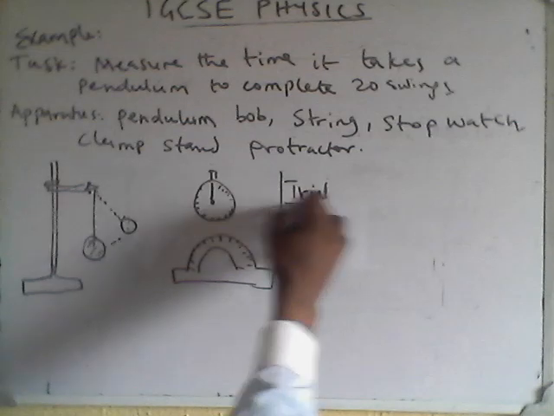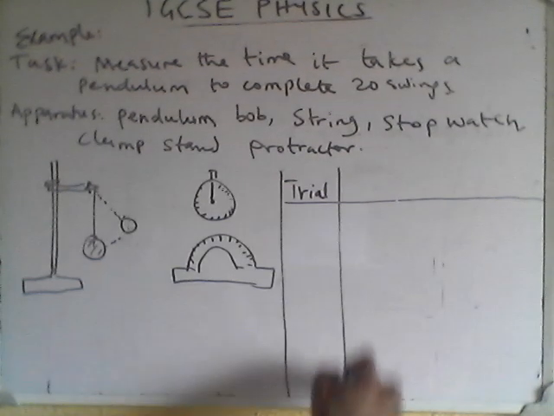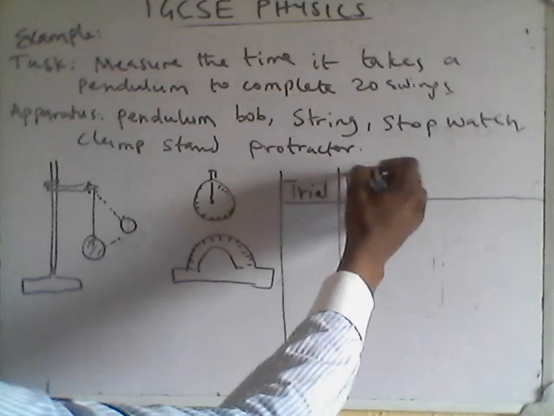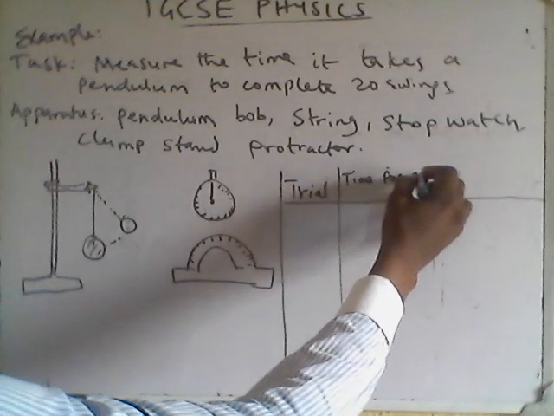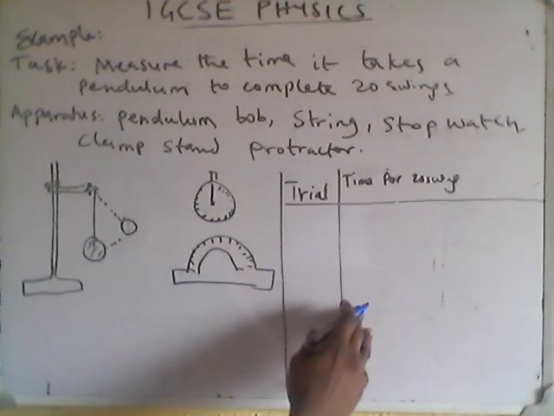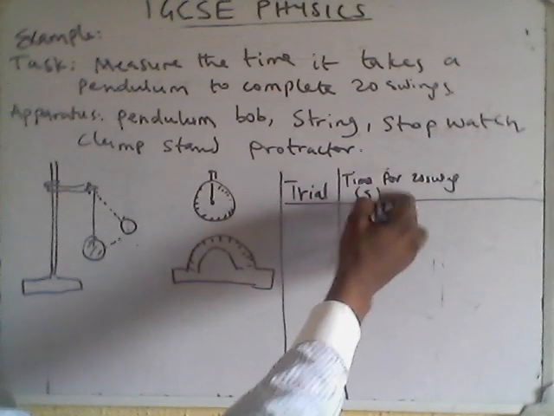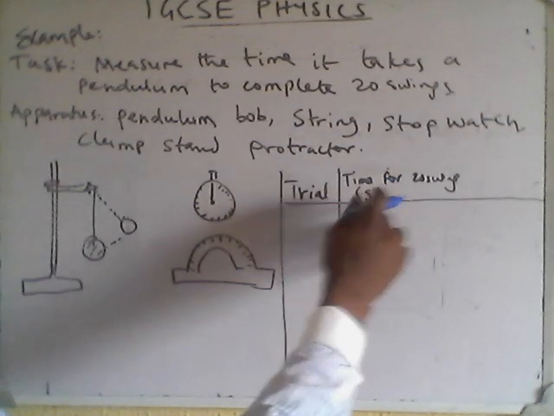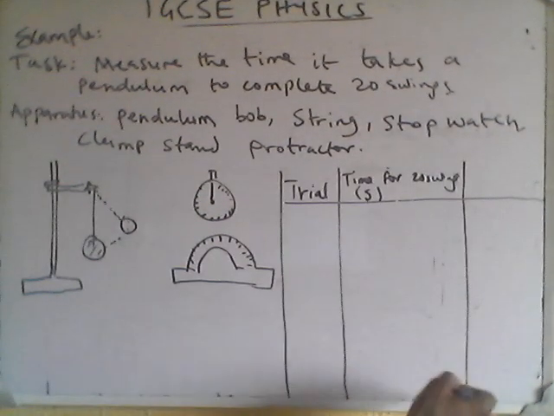I have trial. I have time for 20 swings, in seconds. So you have the quantity and the units. Then the last one is period.